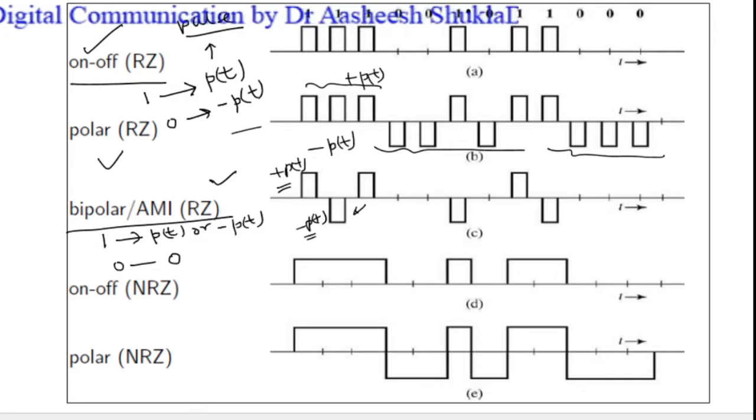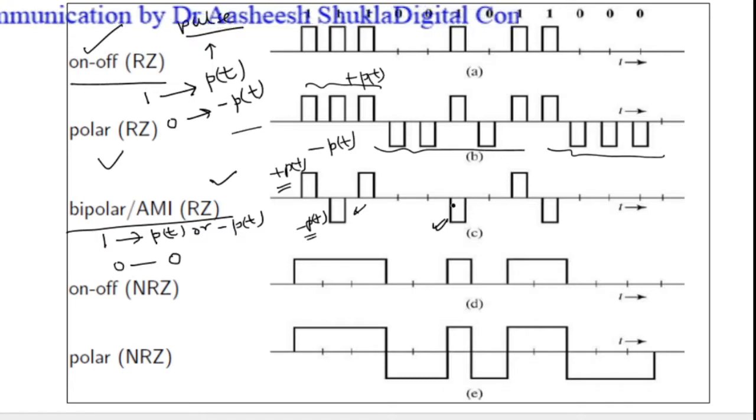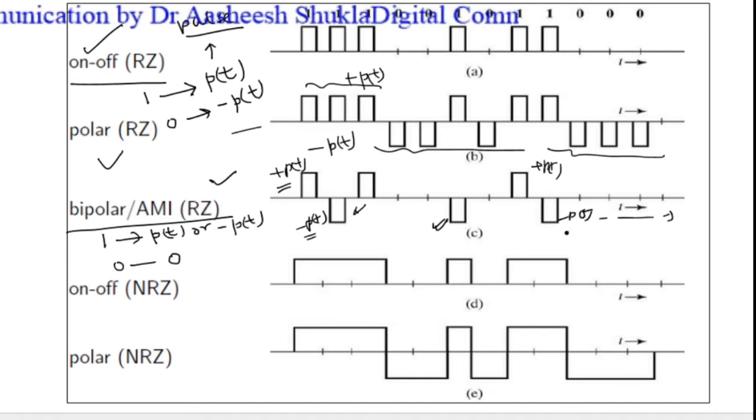Now again a 1 is coming, so we look at the previous one. The previous one is plus p(t), so this time it will be minus p(t). Again 0 will be represented by 0, and again we have bit 1. For this bit we see the previous one was minus p(t), so this one will be plus p(t). And again we have 1; the previous one was plus p(t), so this one will be minus p(t). So we proceed through our information sequence.